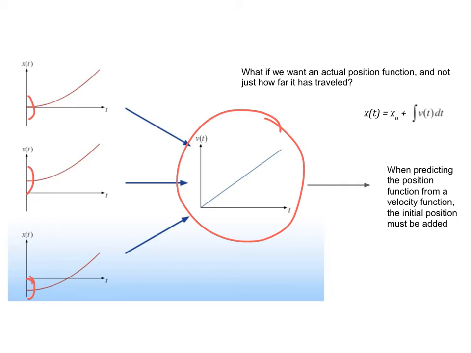And so if you're actually trying to find the position, not just delta x, but the actual position function, you do this process that I'm going to explain in a second, this integration, and then you have to add the initial position to it to really define the complete function.